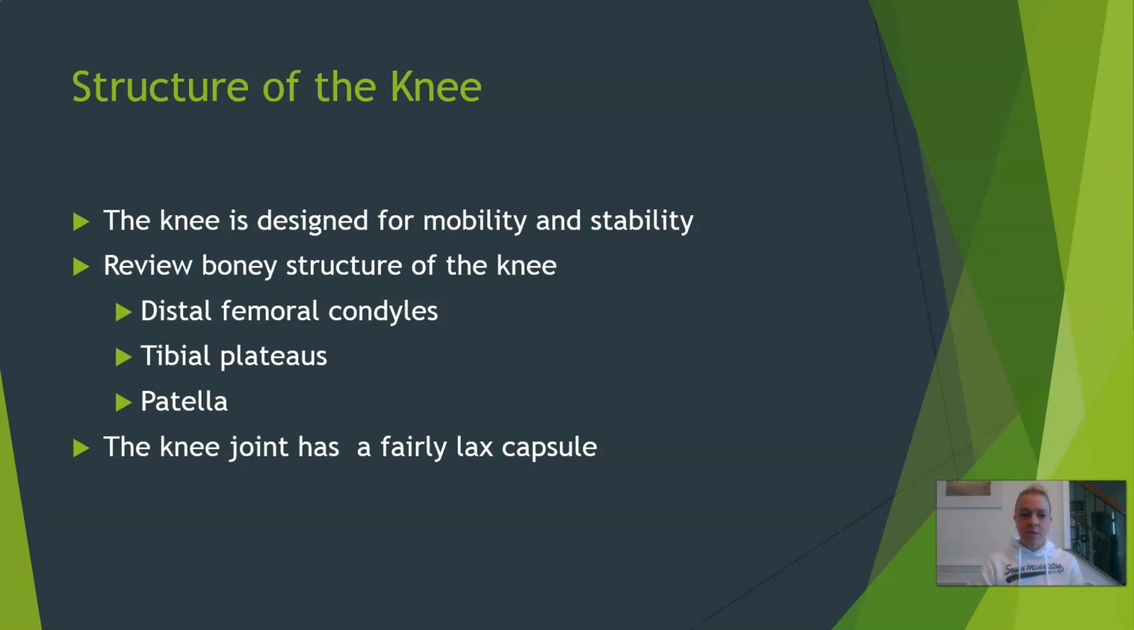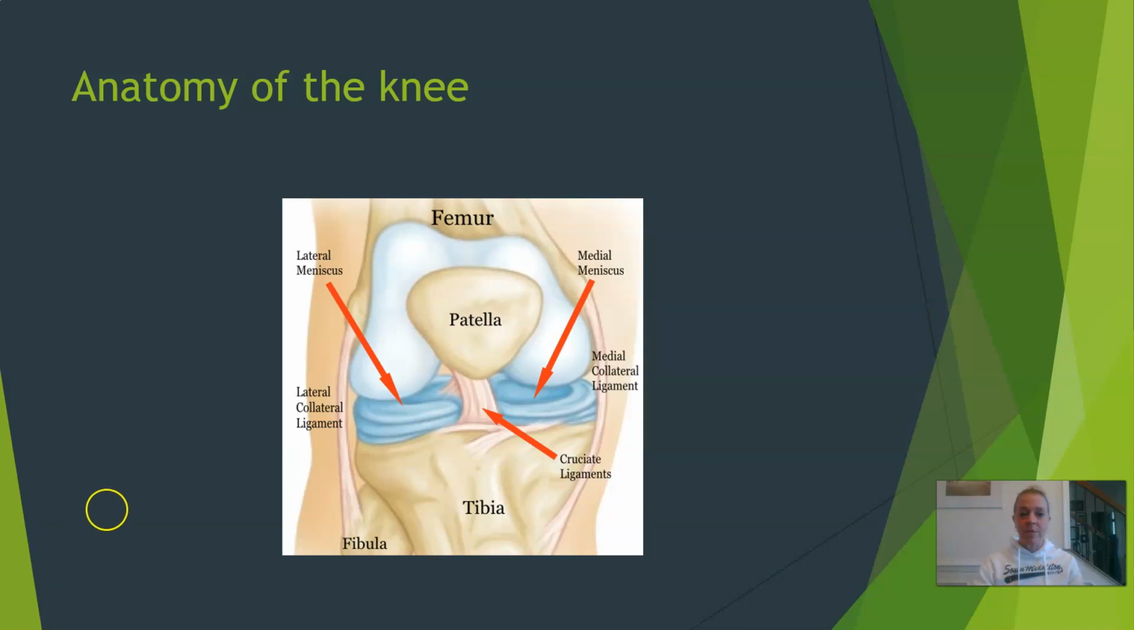So we're going to go over the bony structures of the knee, the femoral condyles, the tibial plateaus, and the patella. The knee has a fairly lax joint capsule, which means it's loose, which will help with the mobility of the knee, or allow for some mobility of the knee. So just to go over some of the bony structures, again, we have the femur that comes down in the femoral condyles. We have the lateral femoral condyle, which will then articulate with the lateral tibial plateau. We have the medial femoral condyle.